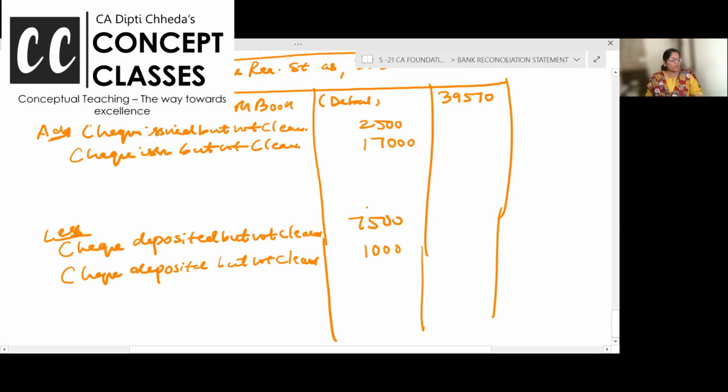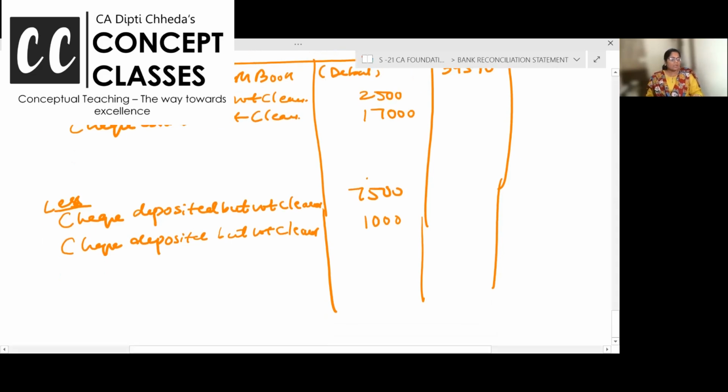A check of 1,000 entered in the cash book but omitted to be banked. Okay. Check of 1,000 entered in the cash book. Means what we did, we debited the bank with 1,000, but we didn't deposit it in the bank. So now what we should do? Credit 1,000 rupees check. See, this problem is given only for you to get a grip on the language.